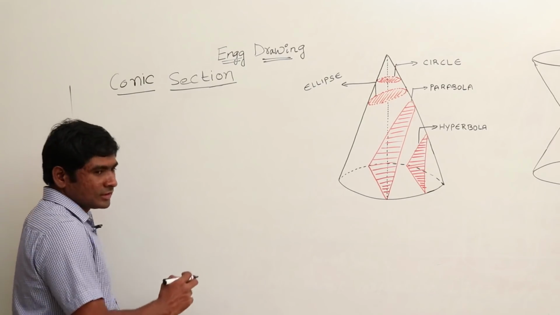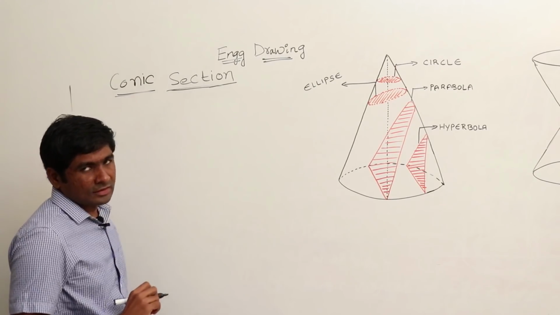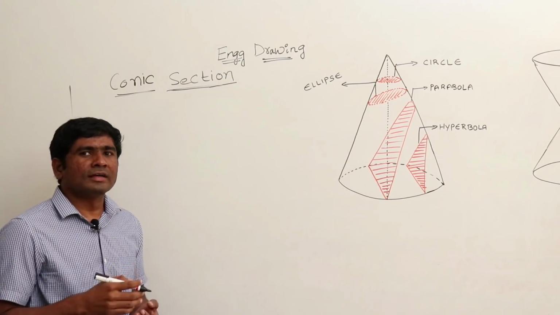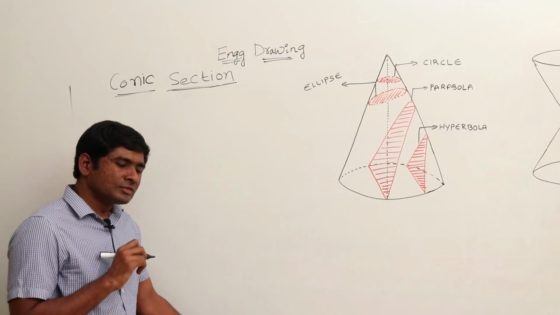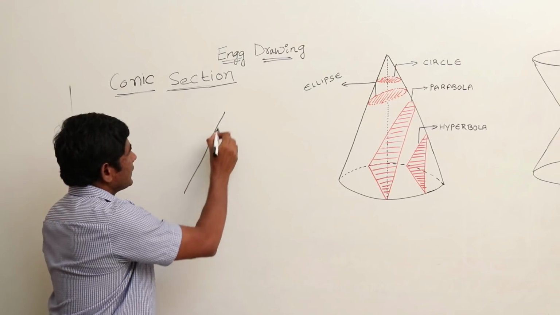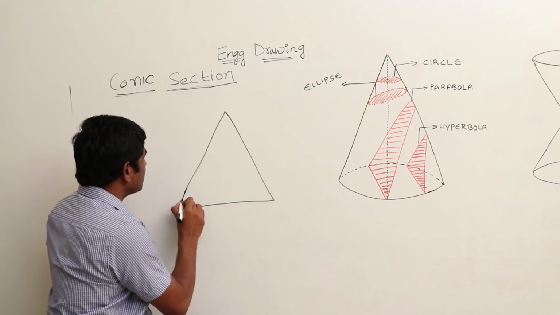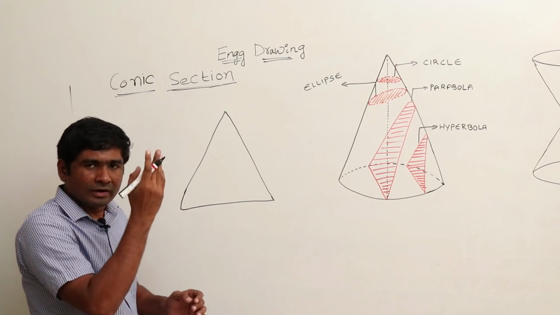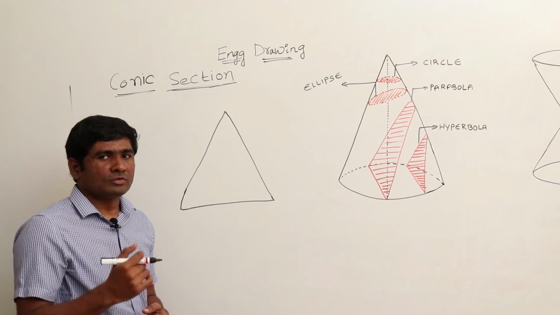Under the different engineering curves, first we start with the conic section. The curves formed using the conic section are called conic curves. How do we form these conic curves? We will take a cone and a plane. By cutting this cone at different plane angles, you can get different conic curves.